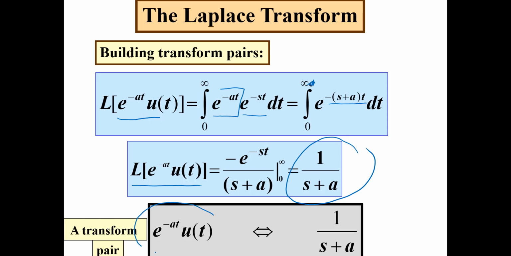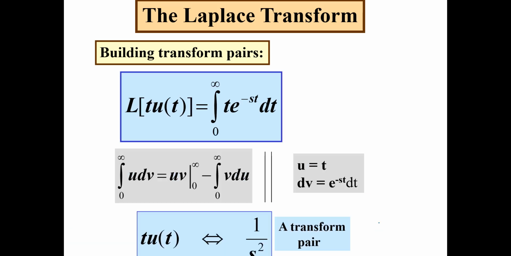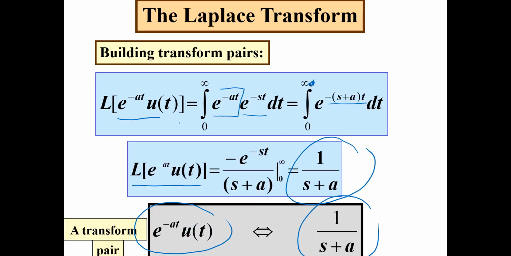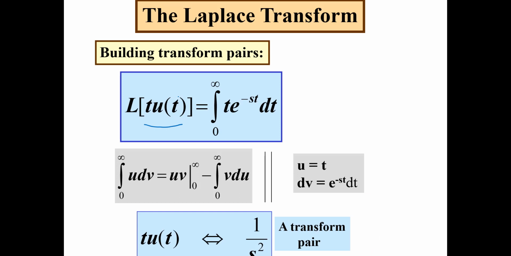So if you have the function in the time domain e to the power of minus at u(t), the Laplace transform is 1 per (s plus a). Okay, and another function is t u(t). In this case, if you have a problem like this with u(t), you can ignore the u(t) here, the unit step, because it's just how to express the function in the time domain.